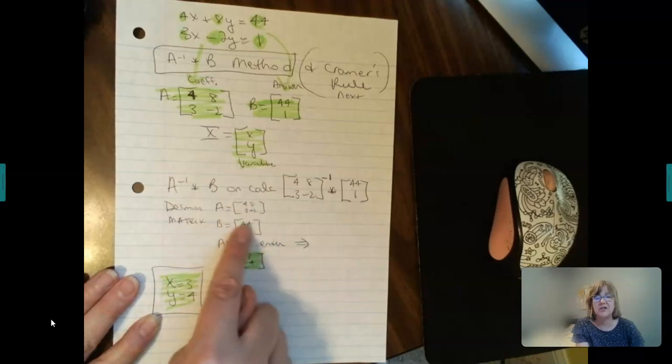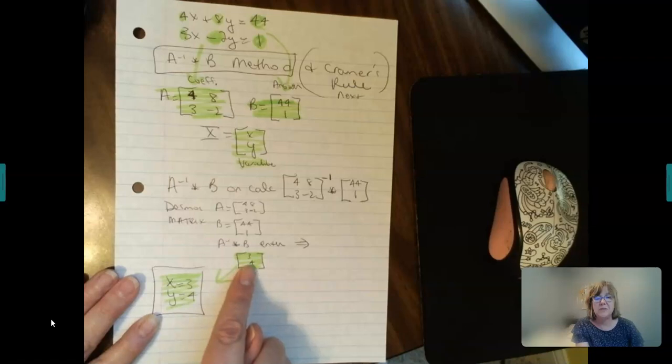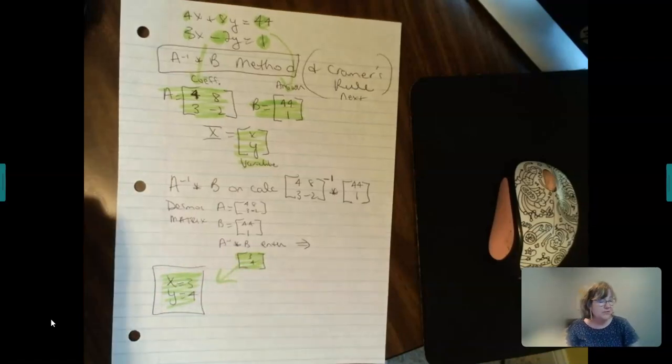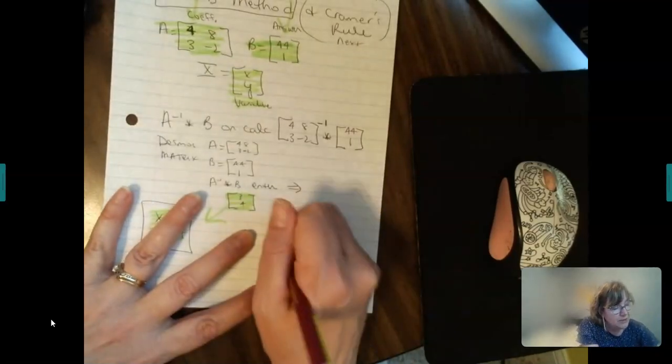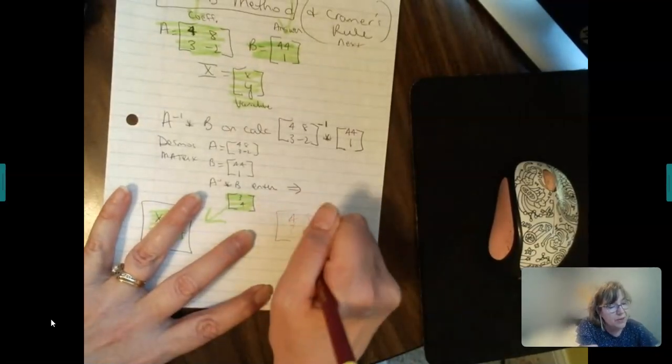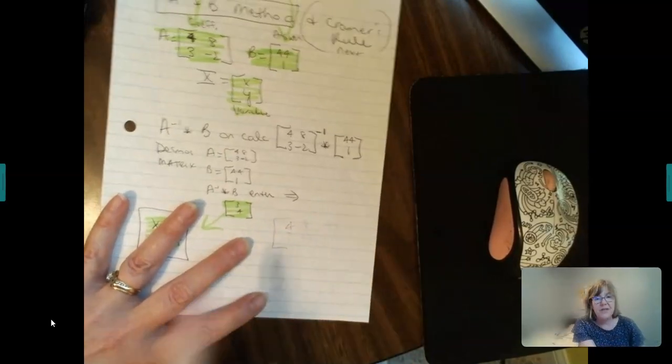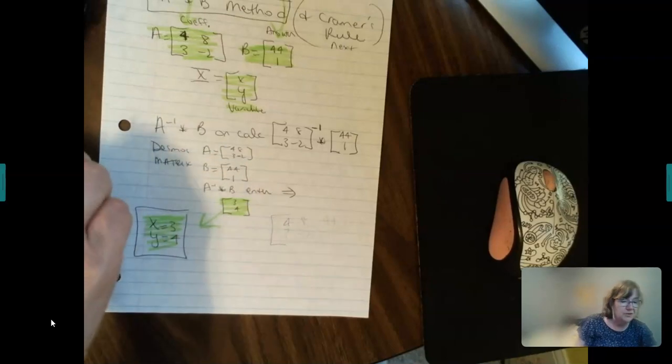So enter A, enter B, A inverse B, and it'll just spit out the answer, okay? I would normally do reduce row echelon form. So if it were me, what I would like better is, you know, 4, 8, 3, -2, 44. And again, I grab my pen, that doesn't work. I would just do reduce row echelon form on that.